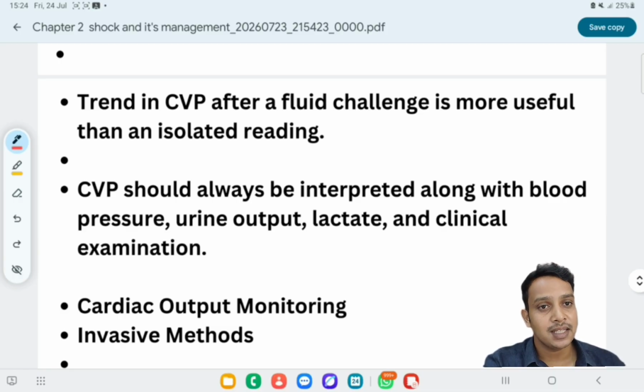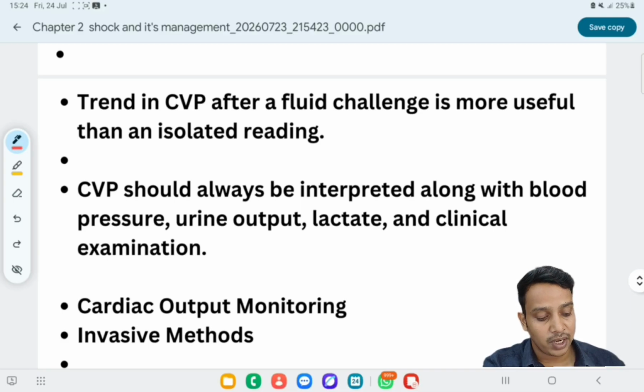Suppose you have resuscitated the patient properly and the CVP is persistently rising by more than 2 to 3 centimeters. It means you have resuscitated the patient properly and now you have to keep the patient only on maintenance fluid instead of aggressive resuscitation. So this is the importance of CVP, and CVP monitoring should be sequential monitoring, hourly or depending on the patient's need in the ICU setup. No single reading is important in the CVP monitor.